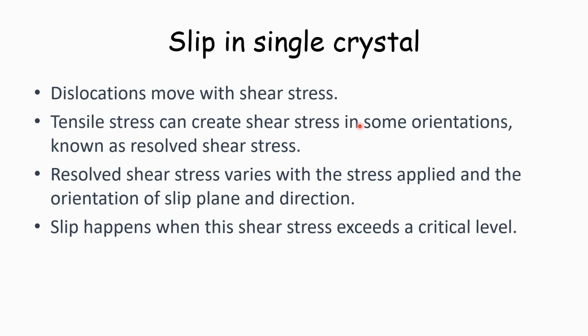Plastic deformation will occur from atomic planes shearing due to resolved shear stress. Yeah. So dislocation will move with shear stress. Tensile stress can create shear stress in some orientation that we call resolved shear stress. Resolved shear stress varies with the stress applied and also the orientation of the slip plane and direction. And slip will happen when this shear stress exceeds the critical level.